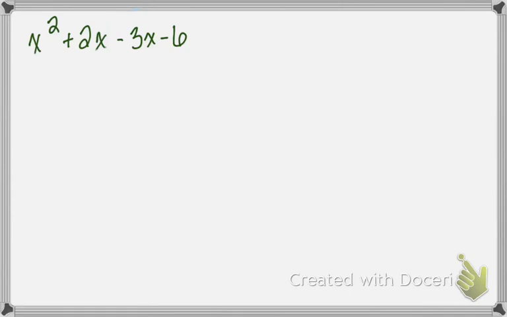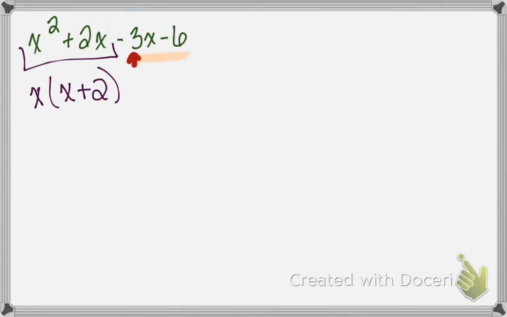What do we take out of the first two? X. What are we left with? X plus 2. Excellent. Okay, now I want us to look at this right here. Negative 3x minus 6. Do you see how I have a negative right here on this third term? That is an indication that you need to take out a negative. Okay? When I've got a negative there, that's when I take a negative out.